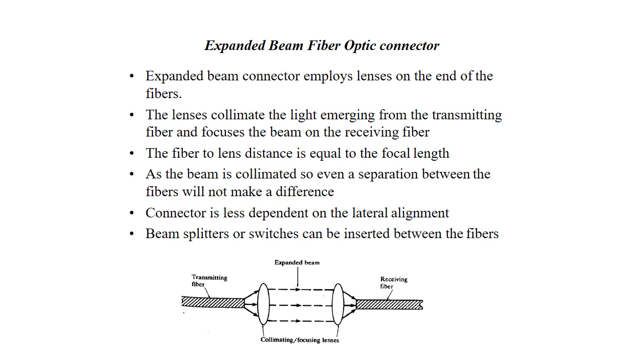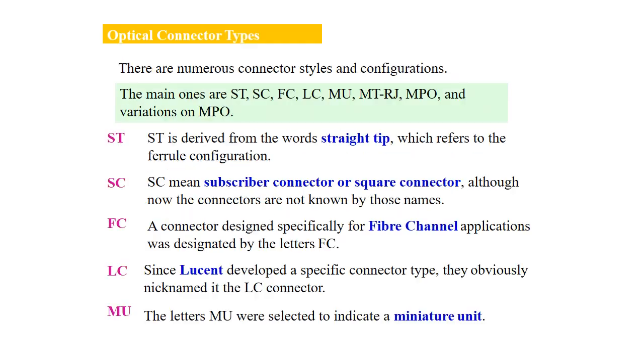The fiber to lens distance is equal to the focal length of the lens. The collimating lens converts the light from the fiber into a parallel beam, and the focusing lens converts the parallel beam of light into a focused beam on the core of the receiving fiber. The expanded beam connectors are useful for multi-fiber connection and edge connection for printed circuit boards. Lateral and longitudinal alignment are frequently difficult to achieve.